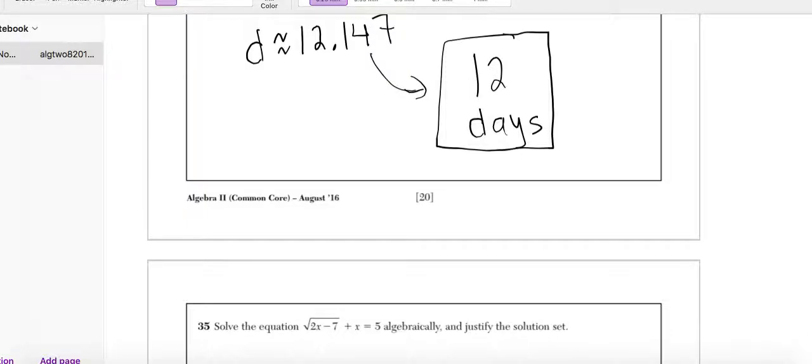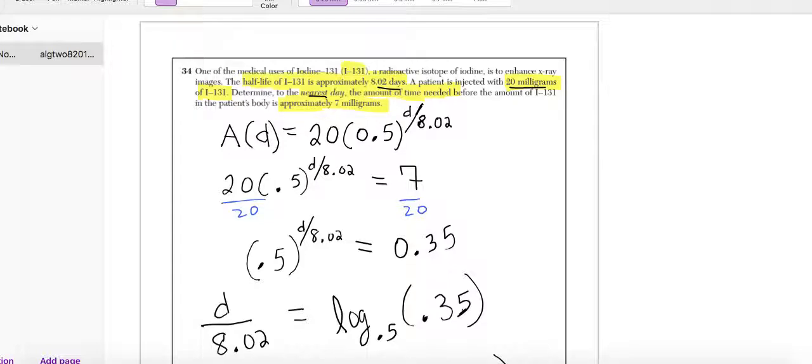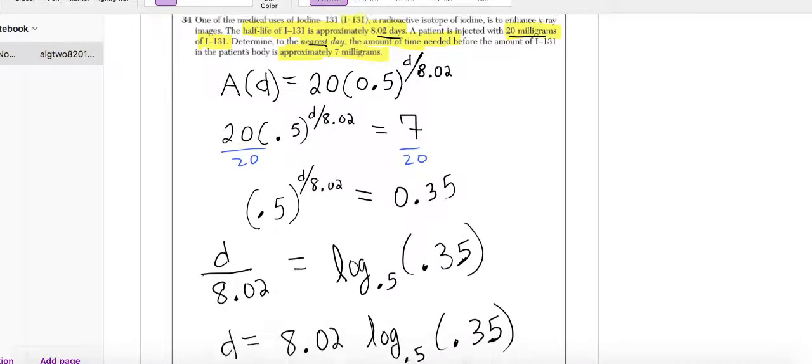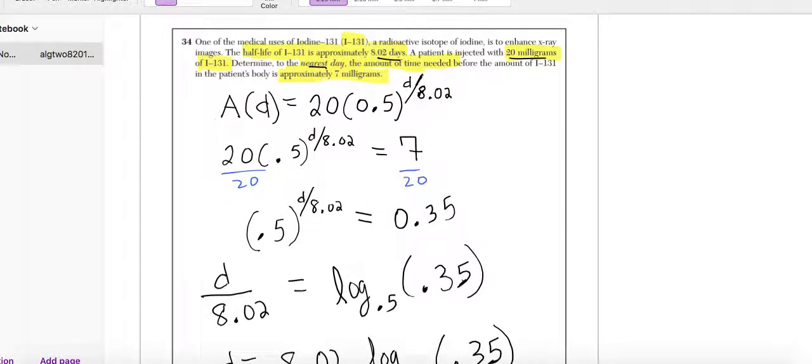Okay, let's make sure we answered every part. So one of the medical uses of I-131 is to blah, blah, blah. Half-life is 8.02 days. A patient is injected with 20 milligrams. Determine to the nearest day the amount of time needed before the amount of I-131 is approximately 7 milligrams. So to the nearest day, it was about 12 days before the amount in the patient's body was 7 milligrams.